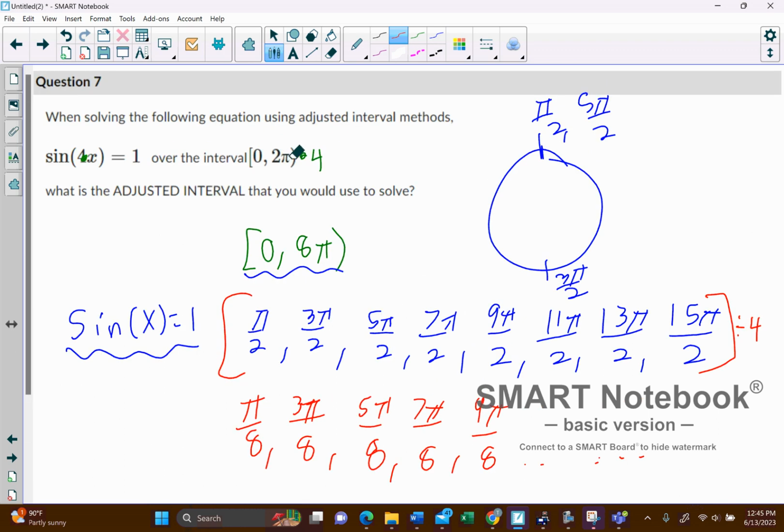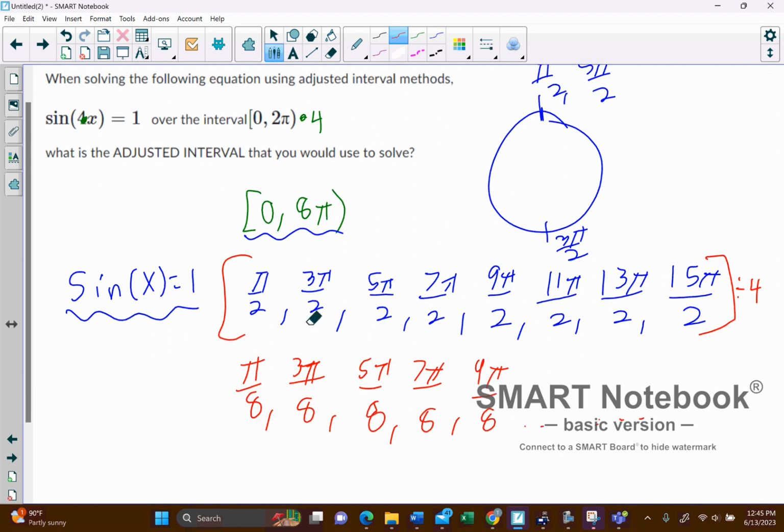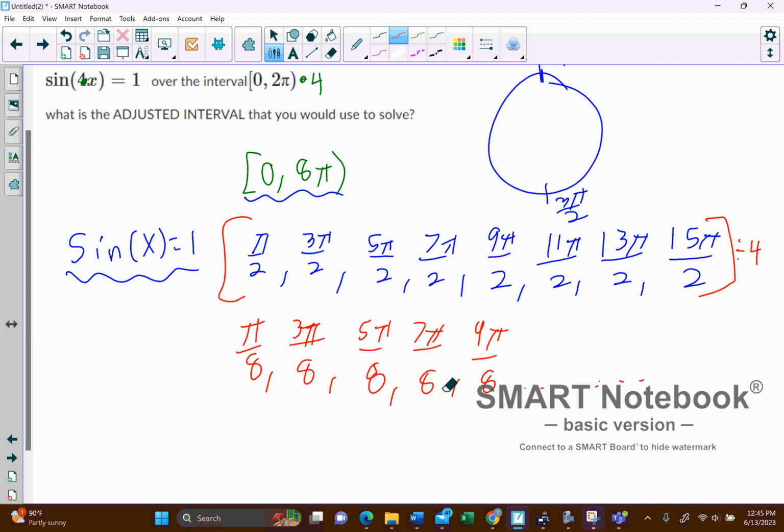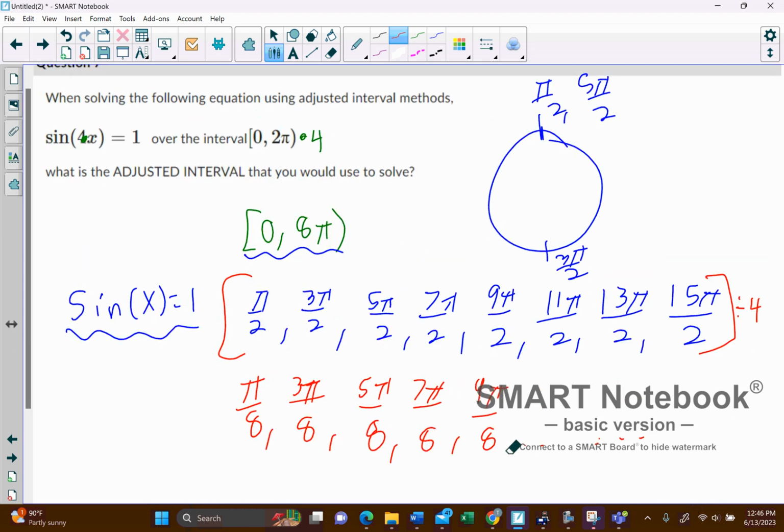So the short of it is basically adjusted intervals is just a method for making the process a little bit easier. So you're simplifying it into sine of x, find those answers with that adjusted interval, and then you have to adjust those solutions to fit your original interval with the original equation. And if you don't believe me, you can plug these in and you'll see that they work. All these in red that I wrote down, if you plug them in right here, sine of 4 times x, plug any of those in, you are going to get a 1 there.